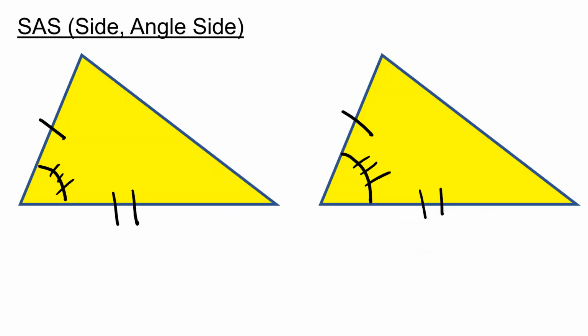Our next property is SAS, side, angle, side. So if two triangles share two sides and the included angle, they are congruent.